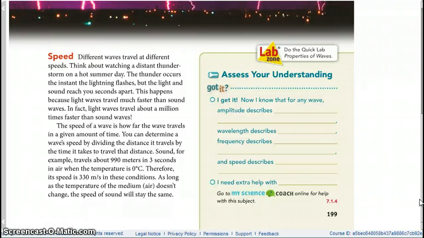The speed of a wave is how far the wave travels in a given amount of time. You can determine a wave's speed by dividing the distance it travels by the time it takes to travel that distance. Sound, for example, travels about 990 meters in 3 seconds in air, when the temperature is 0 degrees Celsius. Therefore, its speed is 330 meters per second in these conditions. As long as the temperature of the medium, air, doesn't change, the speed of sound will stay the same.